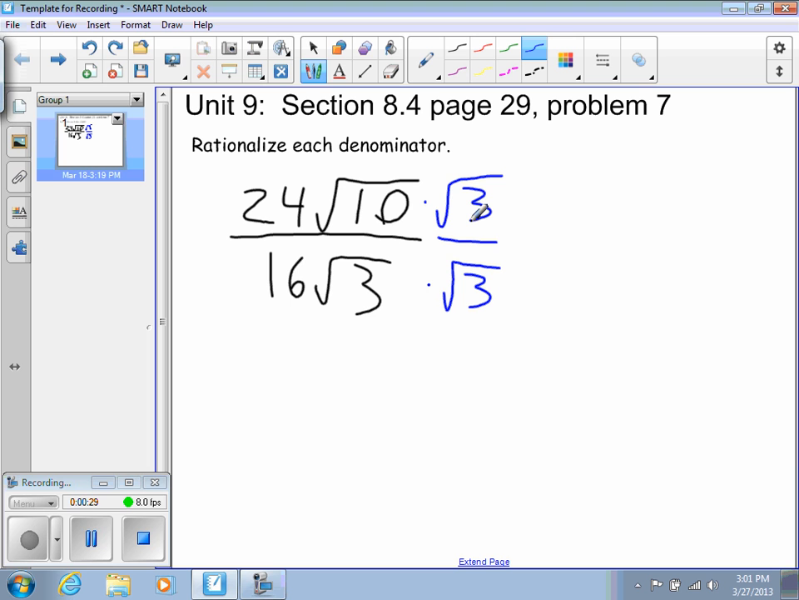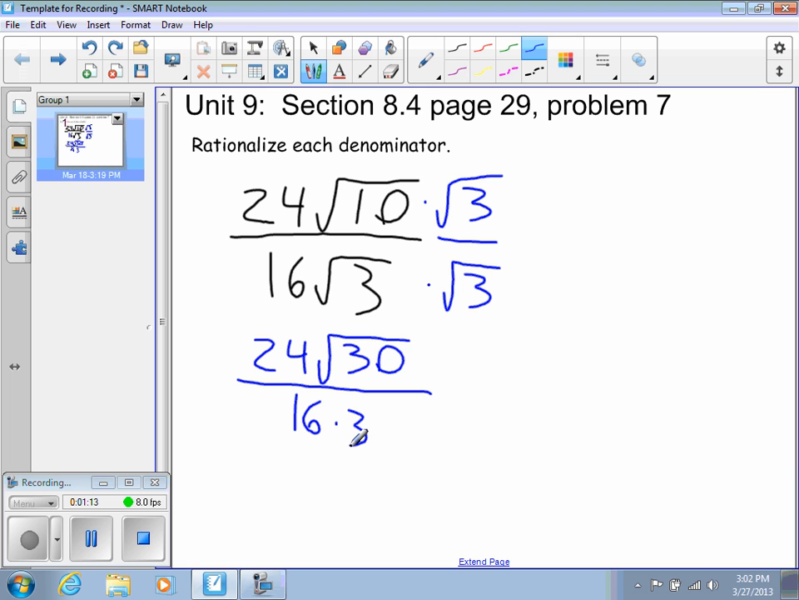And when we do that, on the bottom we're going to get, oh, I should back up. Let's do the top of the fraction first. On the top, we can multiply these two radicals, giving us 24 times the square root of, and 10 times 3 is 30. So 24 times the square root of 30. And on the bottom, we have 16 times the square root of 3 times the square root of 3, which is just 3. So now we get to do some simplifying.